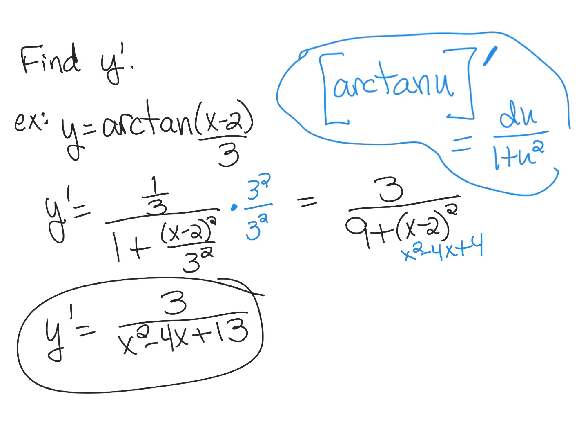So I'm going to multiply by the 9 on the top and the bottom. When I multiply the top, I get a 3. This distributes to the 1, gives me a 9. This multiplies here, cancels that out, and I get this. Okay? Now I'm going to FOIL this puppy out. I get that. I'm going to combine the 9 and the 4, and there's the derivative of that arc tangent.